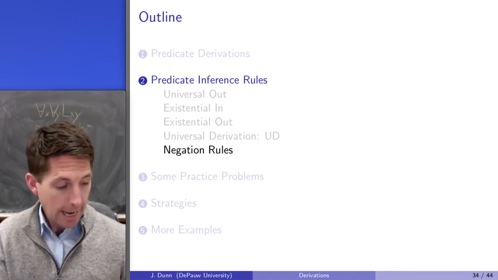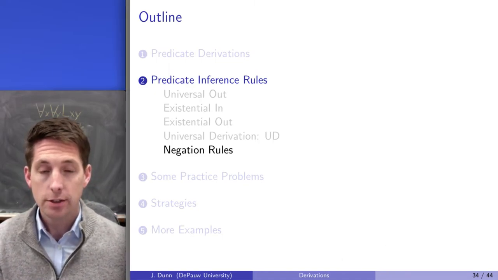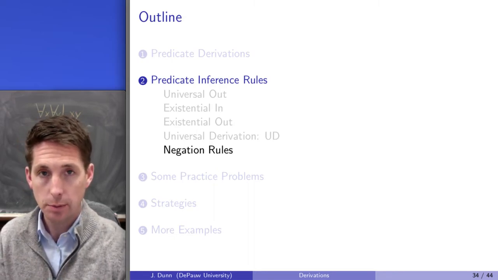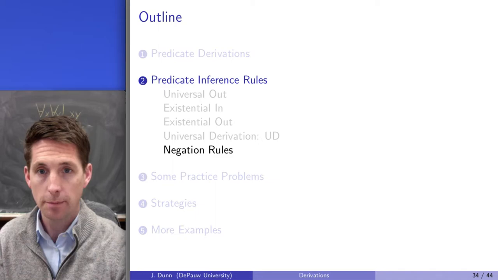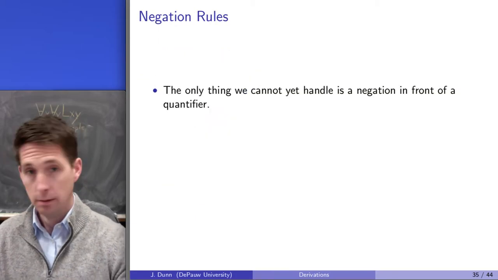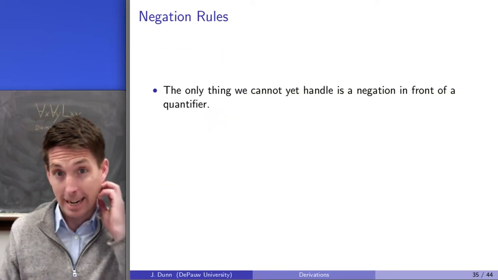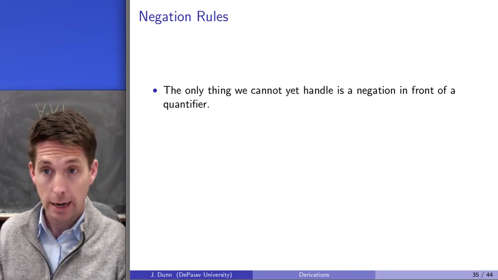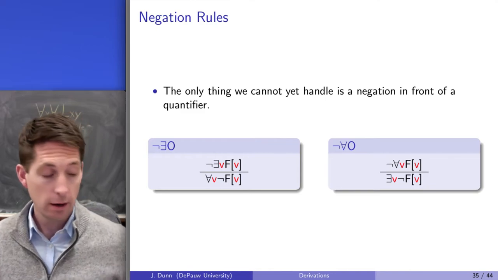The only thing we can't yet handle are negations in front of our quantifiers. And so I just want to detail how those rules go, and they should be pretty obvious given what we've done so far. So that's just to say what I just said. The only thing we can't yet handle is a negation in front of a quantifier. We don't know how to do that with our rules. So here's how we do that.